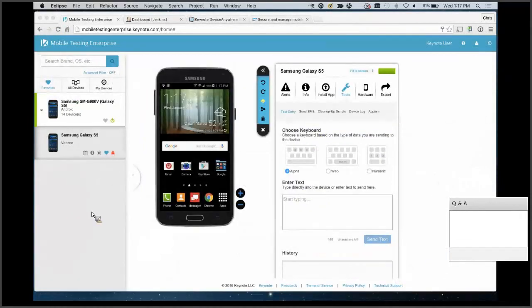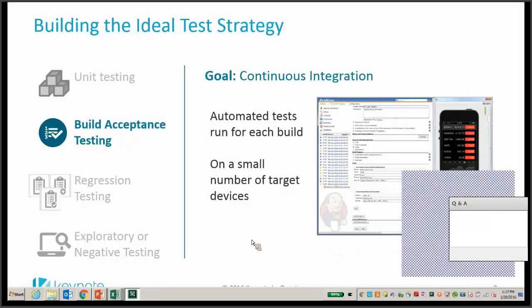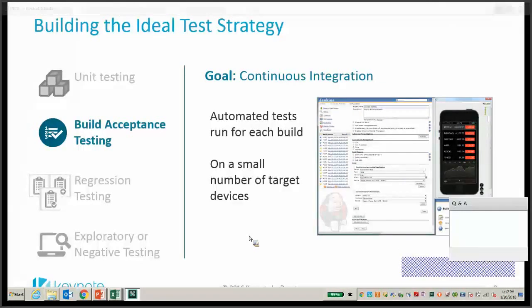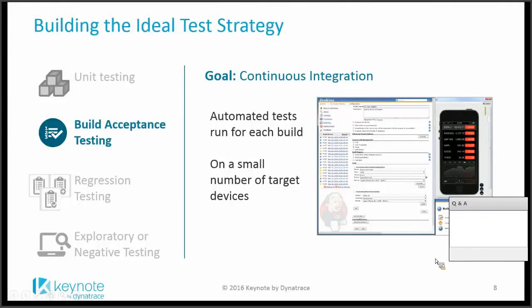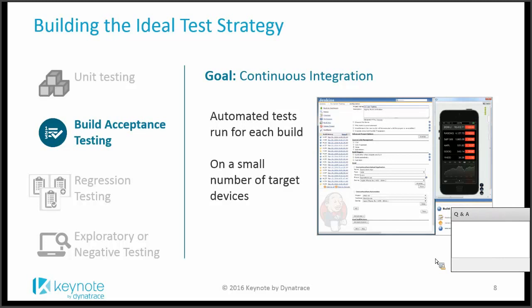So the next stage that we're going to talk about is build acceptance testing. What's important about build acceptance testing? The basic tenet of build acceptance testing in Agile is that you're not supposed to break the build. Breaking the build can mean it doesn't build at all, but it can also mean that you can successfully create a build, maybe even put it on a device, but most of the functionality is broken. That's a state that you don't want to be in.